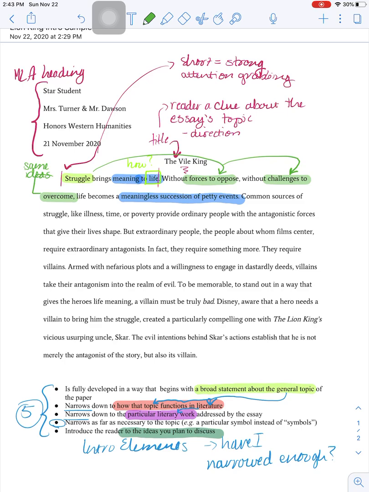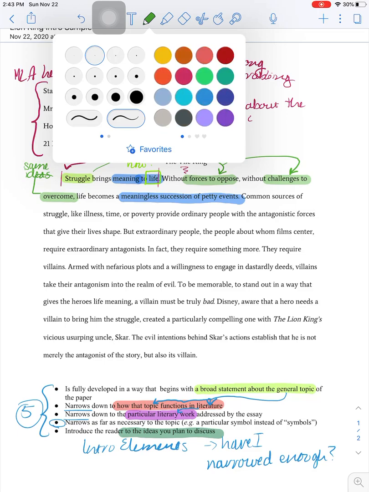Okay, now I'm going to need to get even more specific because forces in opposition and challenges to overcome, those can still be about a billion different things. Like, am I talking about war? Am I talking about poverty? Am I talking about knife fights on the street? What in the world am I talking about? I need to get more specific. Common sources of struggle, like illness, time, or poverty, provide ordinary people with the antagonistic forces that give their lives shape.